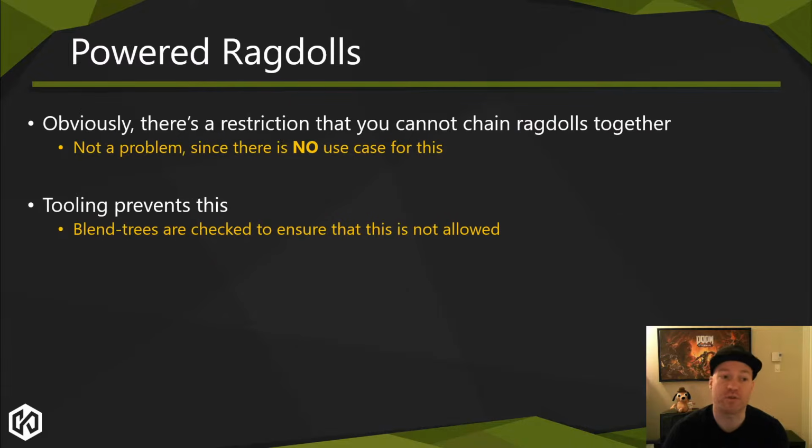Now, there's an obvious restriction that you cannot chain ragdolls together. But again, this isn't a problem. There's no use case where you want to take the physics results of one ragdoll and feed them into another ragdoll to drive a ragdoll. It just doesn't make sense. Additionally, that setup is checked by the graph compilation. So the graph will usually throw an error and say, hey, you can't chain these nodes together, or, within a single blend path, you have multiple ragdoll nodes, so this is not okay. And then you can fix that.